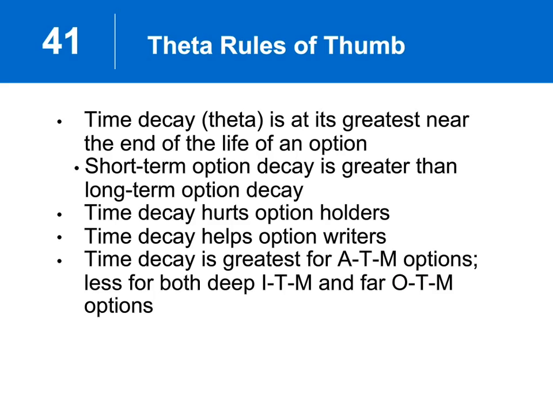Well, the value in terms of time premium is the greatest for at-the-money options. In-the-money options, sure, they'll have time decay, but it's not going to be as great as the at-the-money options. And, of course, the out-of-the-money options are obviously going to have less than the at-the-money options. Theta comes out of the time premium part of the option price. It doesn't come out of the intrinsic value portion. So the optimal point for time value is at-the-money options. So that's why time decay is greatest for that type of option.